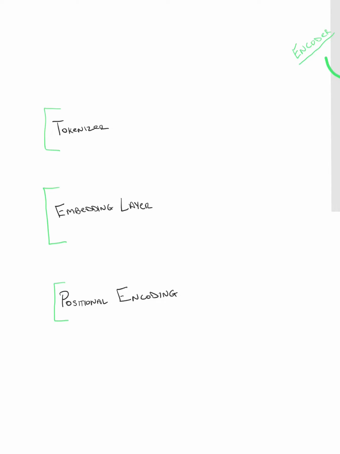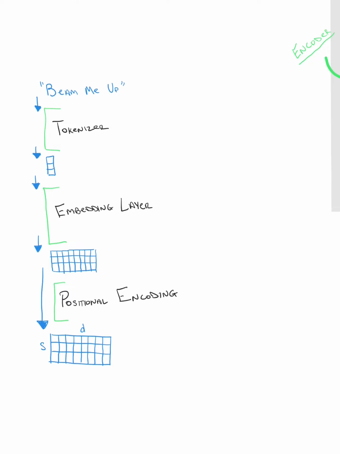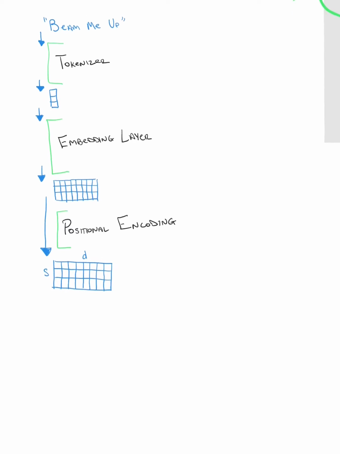Our tokenizer received our initial input string and output a vector of size s. Then our embedding layer received that vector of size s and output a matrix of size s by d, where d is the number of dimensions. Finally, our matrix was positionally encoded, which did not change its shape at all.